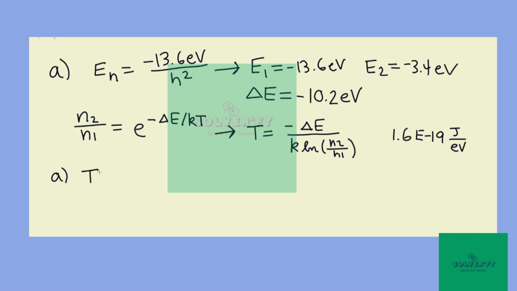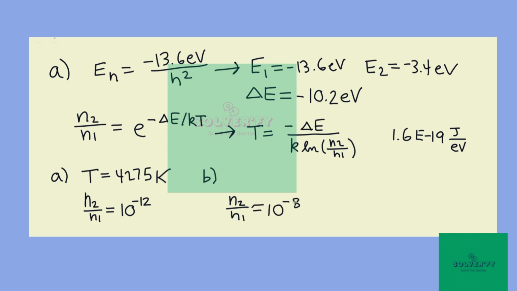So for part A, after doing these computations, we get a temperature of 4,275 Kelvin. Pretty hot, but it's only going to get higher from there. For part B, I should probably restate these N2 over N1 values. This is for N2 over N1 equal to 10 to the negative 12. Now if we increase it 4 orders of magnitude and have an occupancy ratio of 10 to the negative 8, we get a temperature of 6,412 Kelvin.